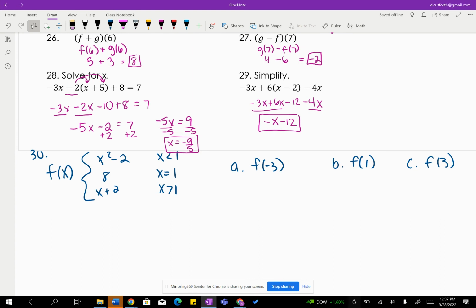And lastly, piecewise functions. If I'm given a piecewise function, how do I solve this problem f of negative 3? Usually I take negative 3 and I plug it in where there's an x, right? But which one do I plug it into if we're doing f of negative 3? Top, middle, or bottom? Top. Why? Because it's less than 1, right? You look at this to see which category the number falls in. It goes into the top, so you're going to plug it into the top. Negative 3 squared is 9. Minus 2 is 7.